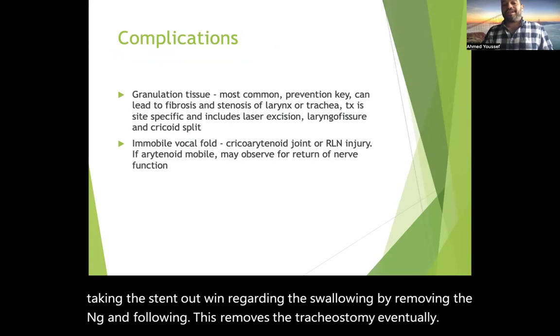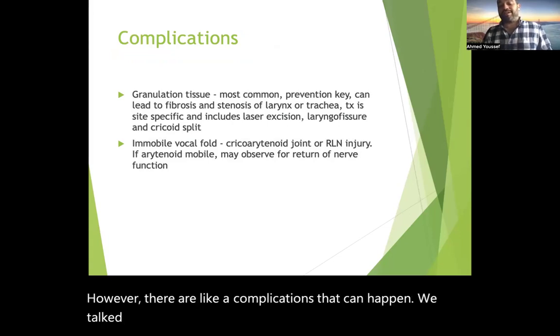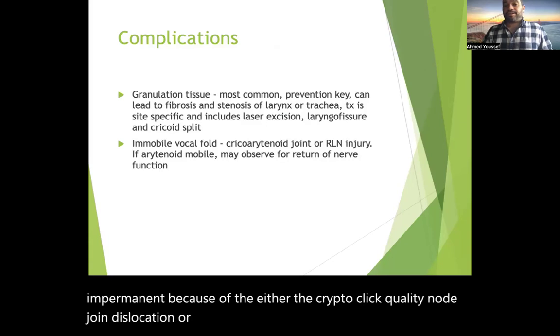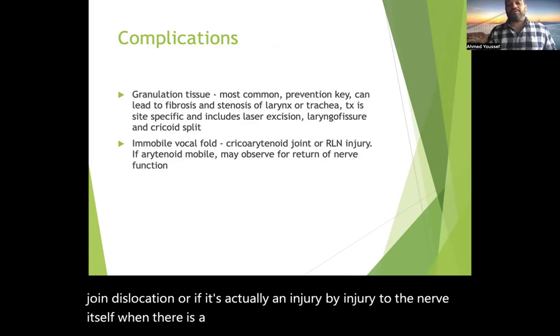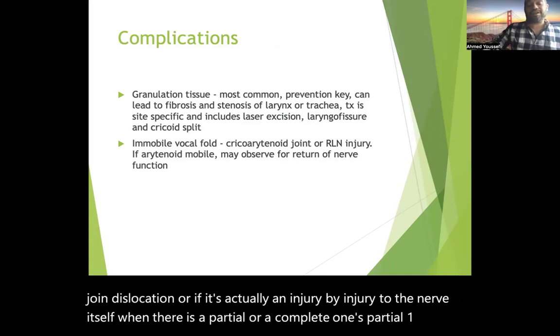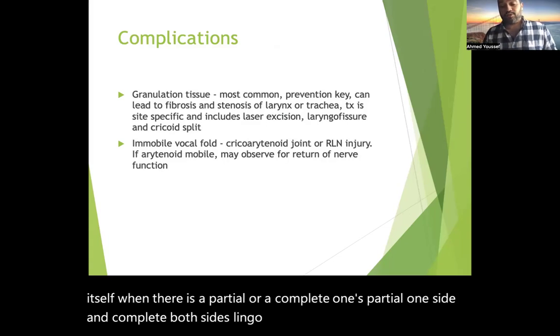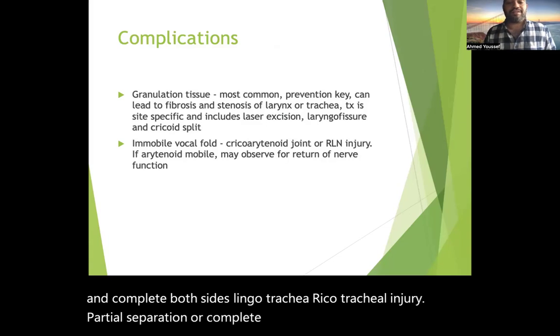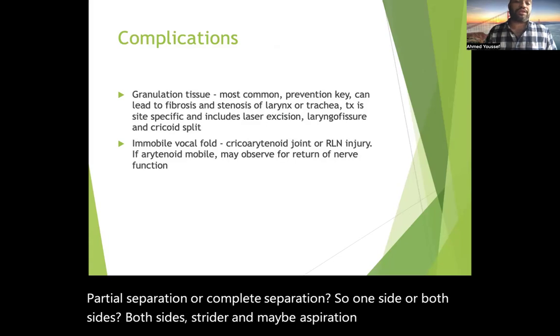However, there are complications that can happen. We talked about recurrent laryngeal nerve palsy, which could be permanent, either because of cricoarytenoid joint dislocation or because of injury to the nerve itself, when there is a partial or a complete injury, partial one side and complete both sides. Cricotracheal injury, partial separation or complete separation, so one side or both sides. Both sides is stridor and maybe aspiration. One side is just weakness of voice.